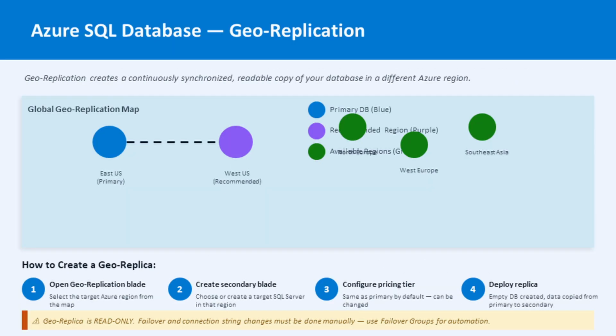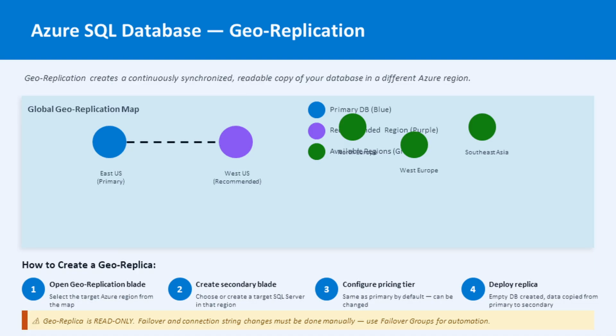Now we shift to Azure SQL Database and the topic of high availability. Creating high availability for Azure SQL Database is dramatically simpler than doing the same on-premises, and it starts with a feature called geo-replication. Geo-replication allows you to create a continuously synchronized, readable copy of your Azure SQL database in a different Azure region. The copy is kept in sync in real time by replaying transactions from the primary database on the secondary.